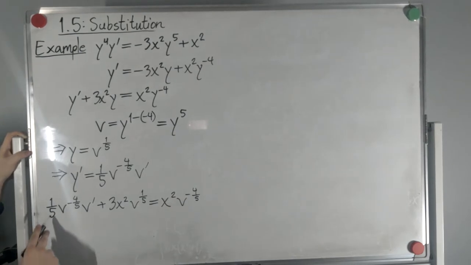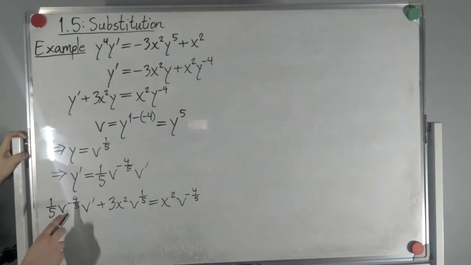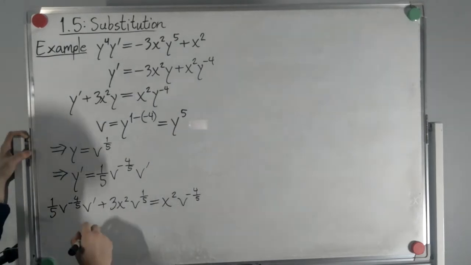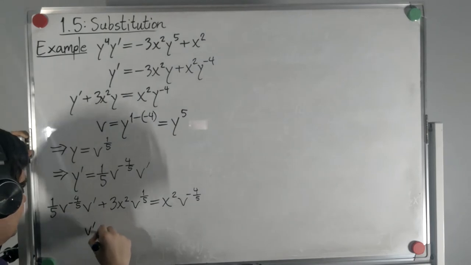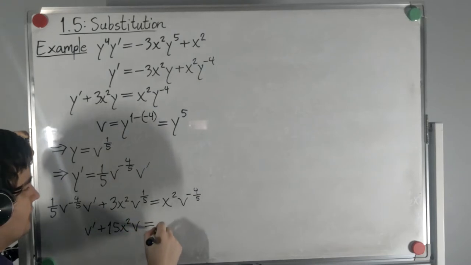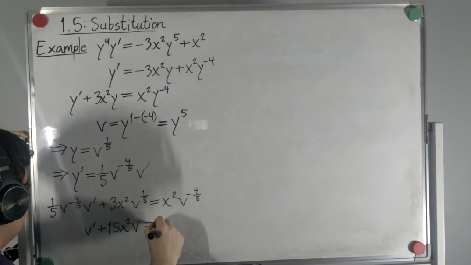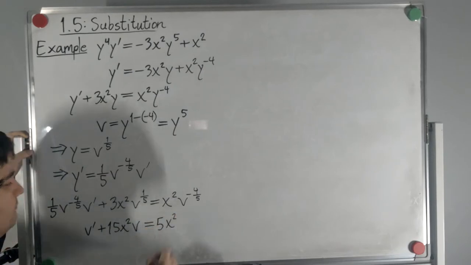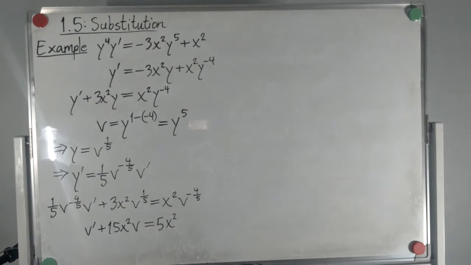But now if you divide everything by 1/5 v to the negative 4/5, which, might I add, is the same thing as multiplying by 5 v to the positive 4/5, then what you'll get here is v prime plus 15x squared v equals 5x squared. And then that is a linear first order ODE. In standard form, in fact.